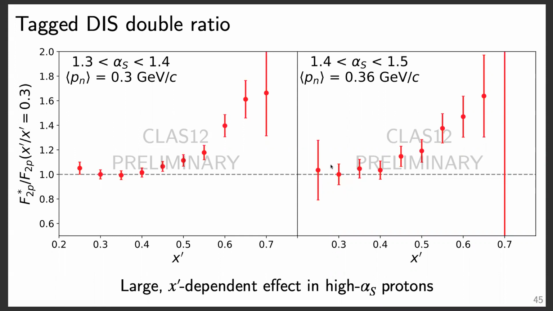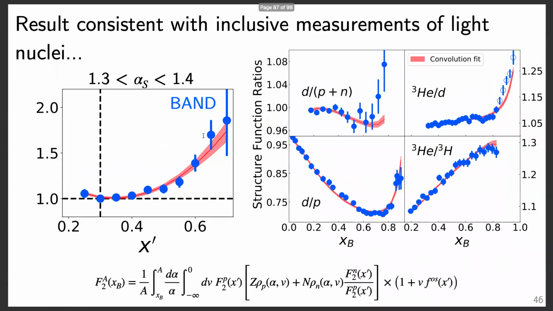But so these are pretty promising results. They're currently under review by the CLAS12 collaboration. One thing that we would like to add to this is actually to go down one bin lower in alpha S, so even lower momentum neutrons, and see if we kind of start to see this effect decrease. But that has not been approved to be shown as preliminary results.